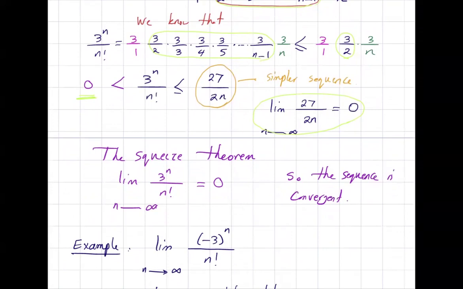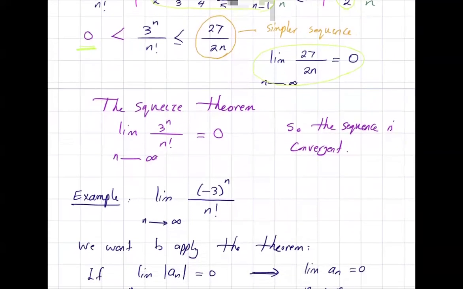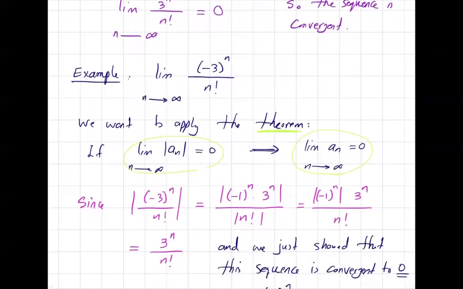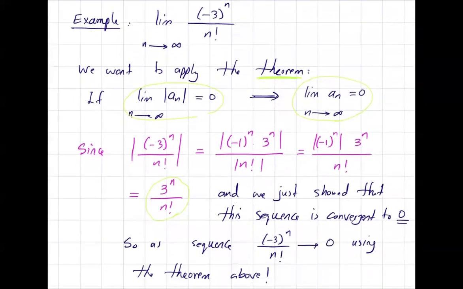You can also use this information and find the limit of another sequence, which is negative 3 to the power n divided by n factorial as n goes to infinity. You want to apply the theorem that says if the limit of the absolute value of an is equal to 0, you can conclude that the limit of an is also 0. So if you take the absolute value of the sequence, the absolute value is 3 to the n divided by n factorial. You already showed that the limit of this sequence is equal to 0. So by applying the theorem, you can conclude that the limit of an is equal to 0 as well.